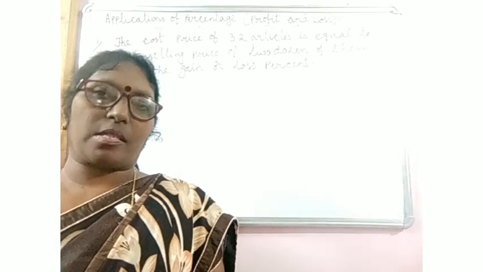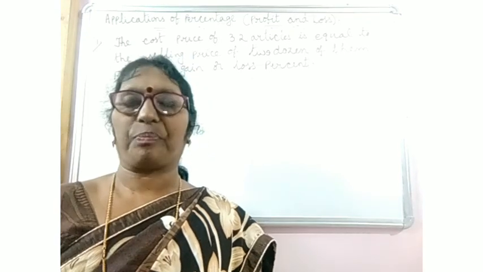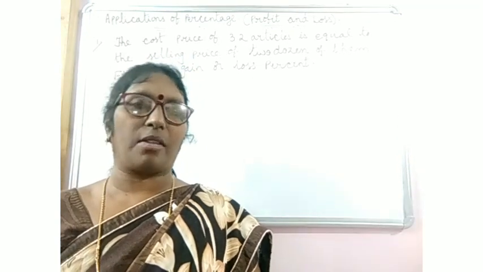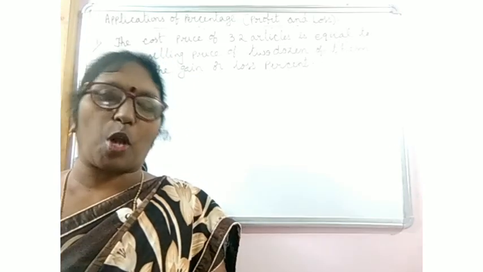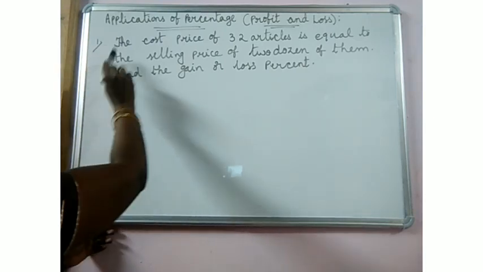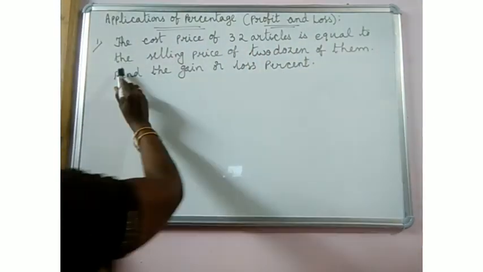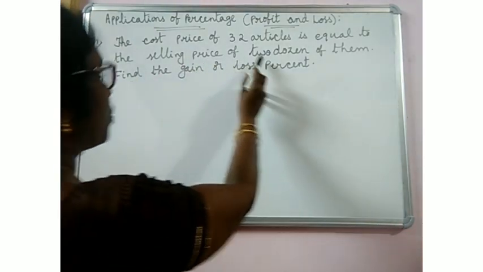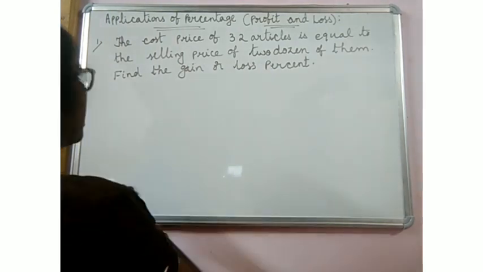Today let us have the class on profit and loss, applications of percentage. Already in the last class I have solved some problems for you, and today let me solve some more problems for you. Today's first problem is: the cost price of 32 articles is equal to the selling price of 2 dozen of them. Find the gain or loss percent.